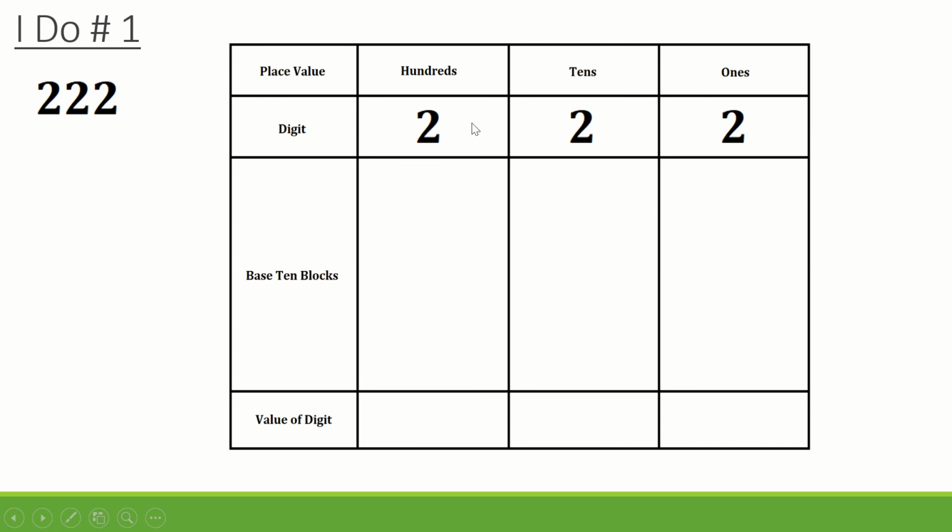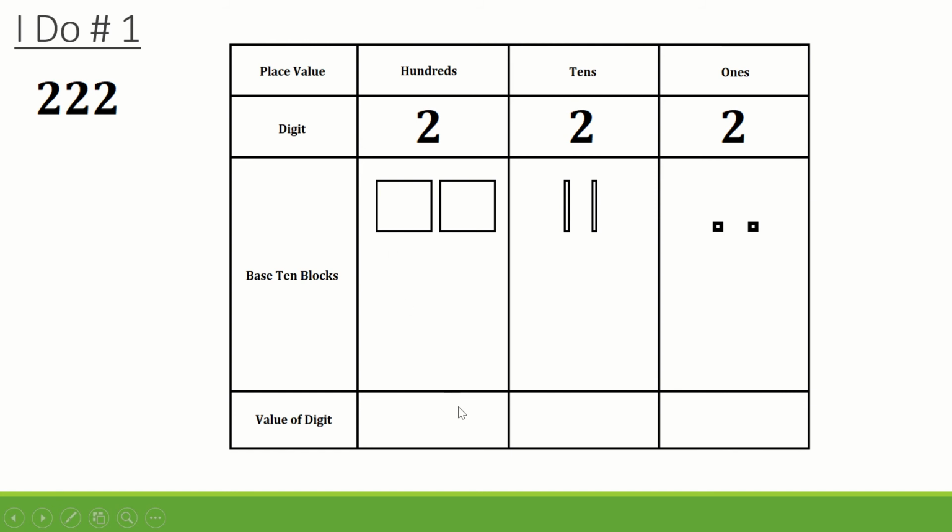And so if I've got 2 hundreds, I need to use 2 flats. So I could place 2 flats here, or I could put 2 drawings of a flat here. 2 tens can be represented using 2 10 rods, or drawing 2 10 rods. And then I've got 2 ones, which could be represented using 2 units.